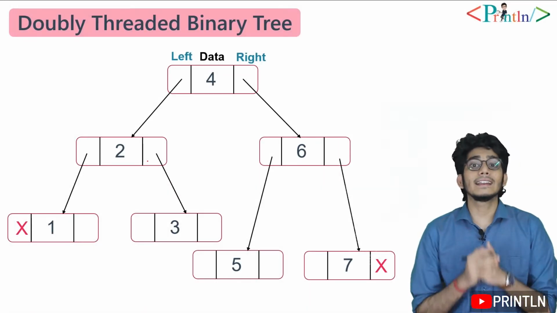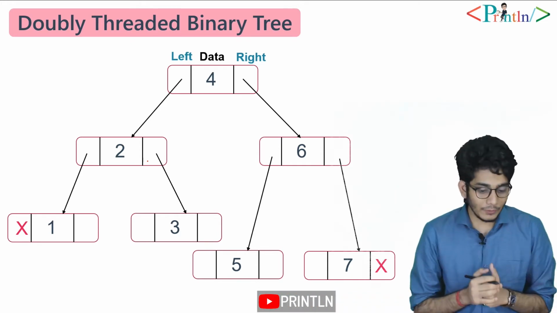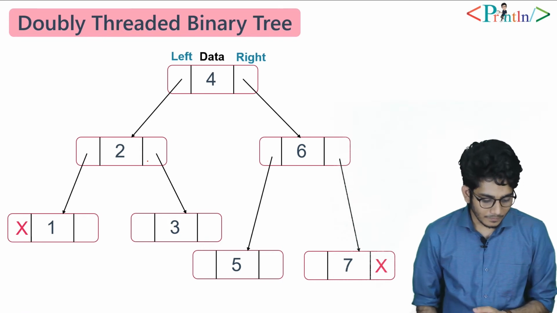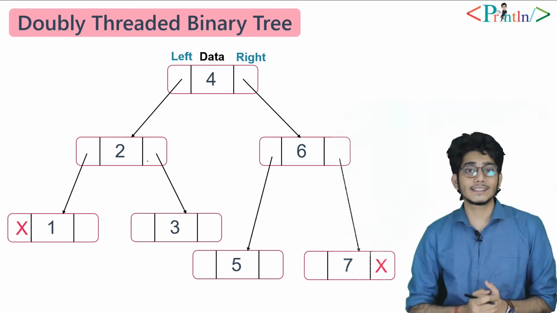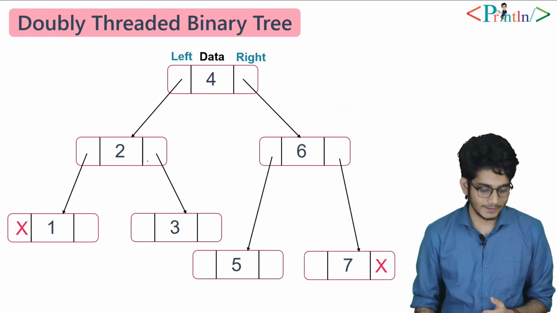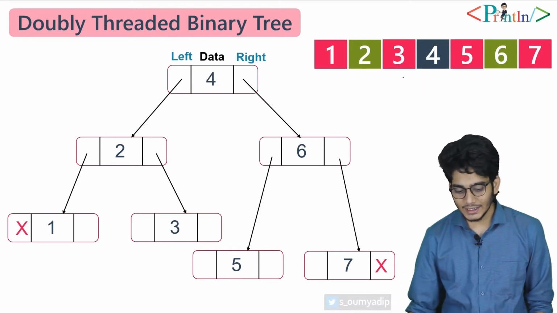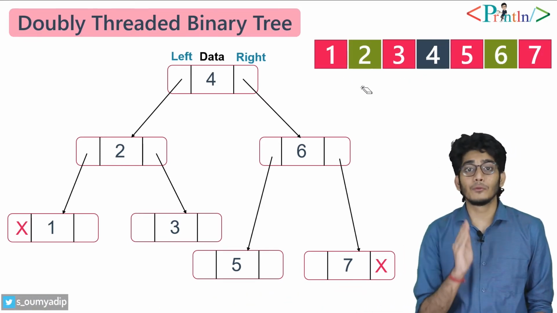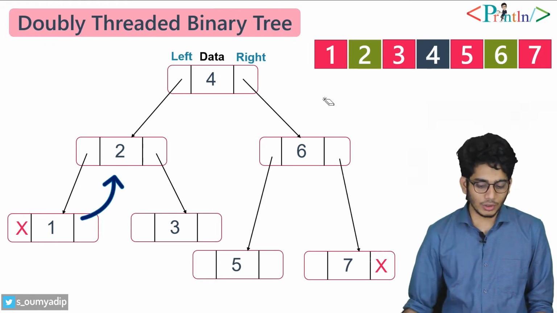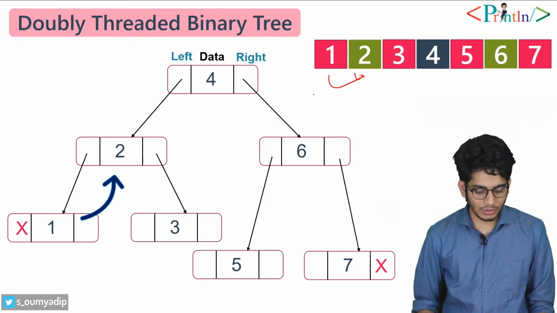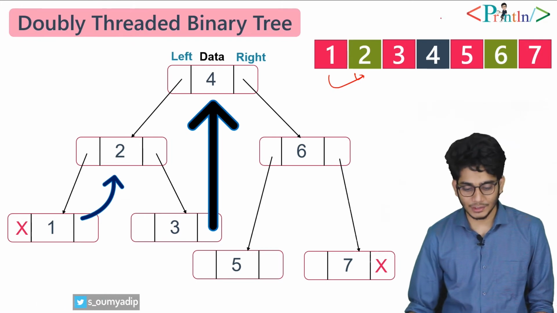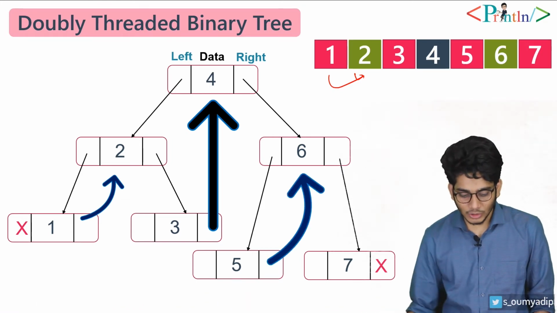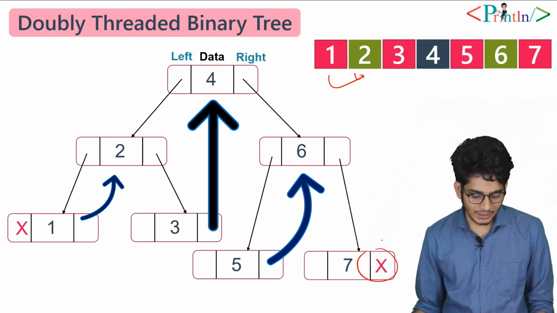Now, how can we create the double-way threaded binary tree? At first we'll go for the successor, then we'll go for the predecessor. This is the in-order traversal for this tree. At first we'll create the one-way threaded binary tree. So 1 will point to its successor, that is 2, 3 will point to its successor, that is 4, 5 will point to its successor, that is 6, and 7 has no successor, that's why it will be null.